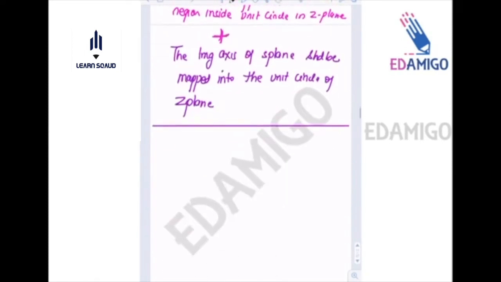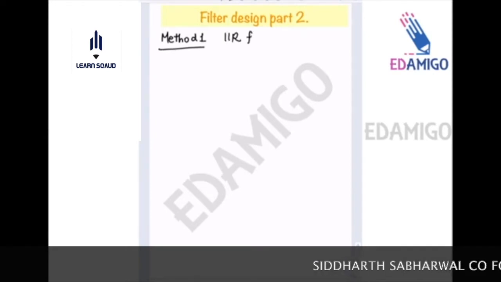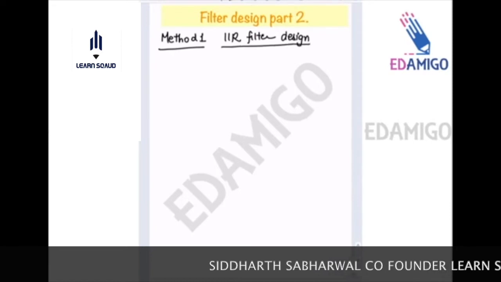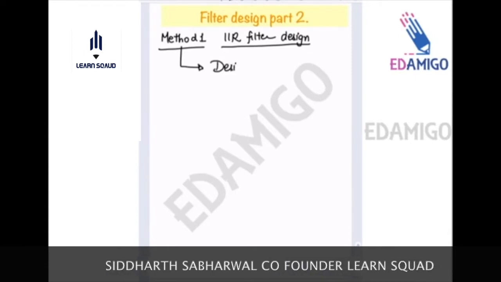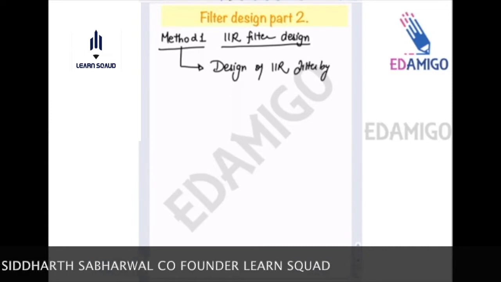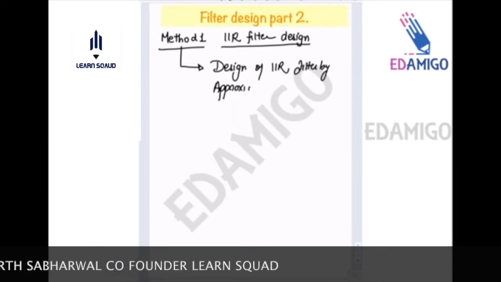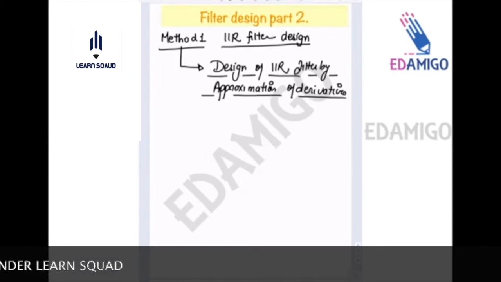So we have done till here. So in this part we will start with method 1 of IIR filter design. Okay. So this method 1 is actually called the design of IIR filters by approximation of derivative. Okay. So this is the name.